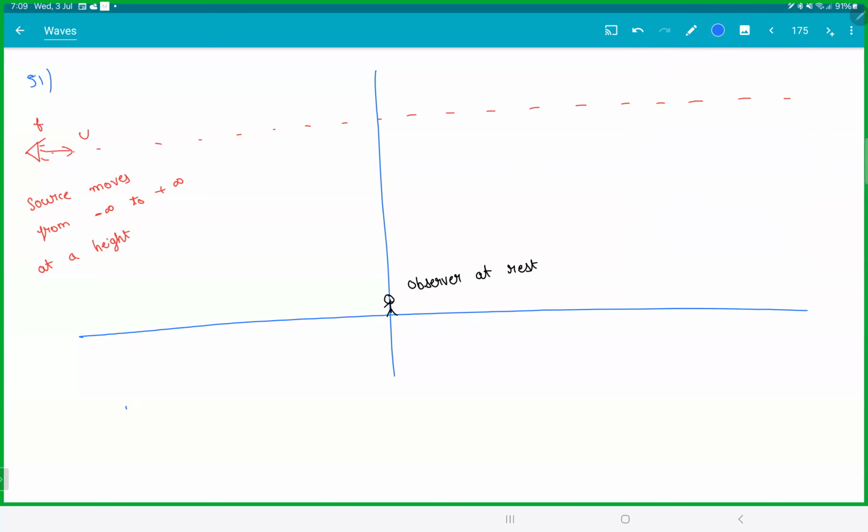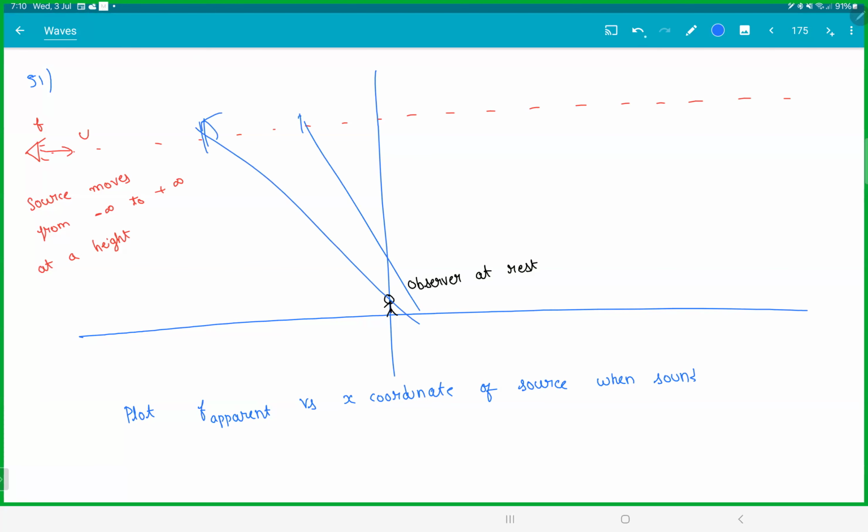So I can ask you to plot f apparent heard by this observer versus the x coordinate of the source when the sound is released. So the sound is released at a particular x coordinate, what was the f apparent? Meaning, if the source is here, what is the f apparent? Here, what is the f apparent? I want a graph, f versus x graph.